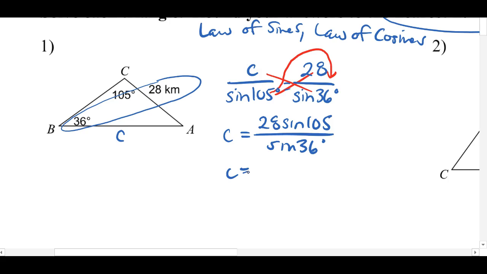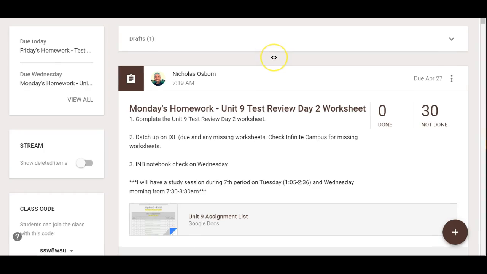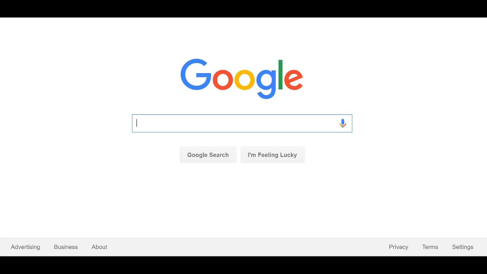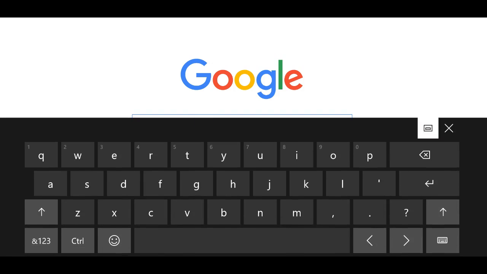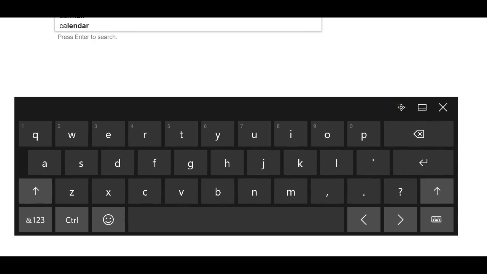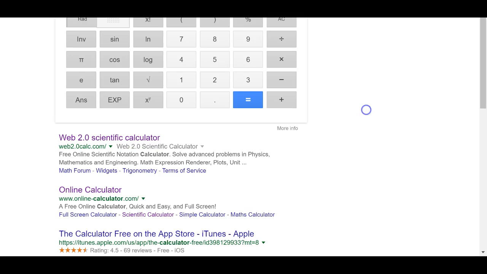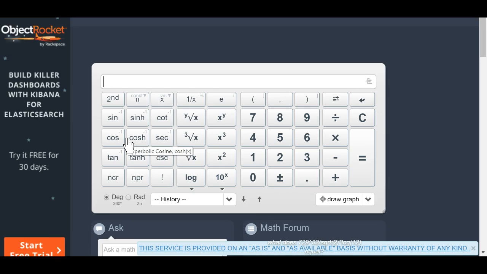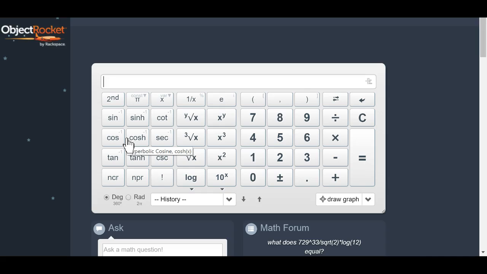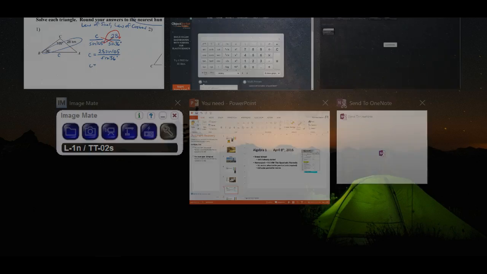Now some of you guys were asking me in class, well, what's the best way to practice this at home? Like, what calculator should I use? Well, what I would do, if you don't have a graphing calculator, is go to Google and just type in calculator. As you type in calculator, you'll see it pop up. Don't use the Google calculator, but use the one right below it, that first link that says Web 2.0 scientific calculator. This one's going to best help you more than the other one, and able to set these up. Okay, so now the first problem is going to be 28 sine of 105 divided by sine of 36.